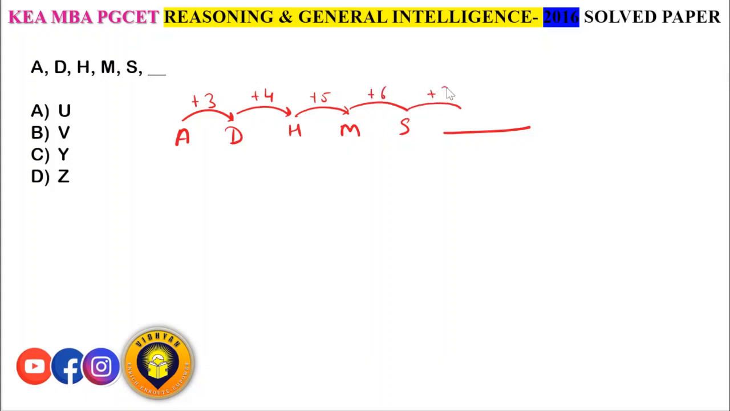Therefore, what is plus 7 after S? If you do T, U, V, W, X, Y, Z, you will get Z here. So Z is the answer.